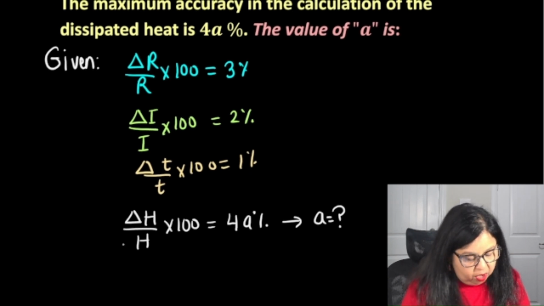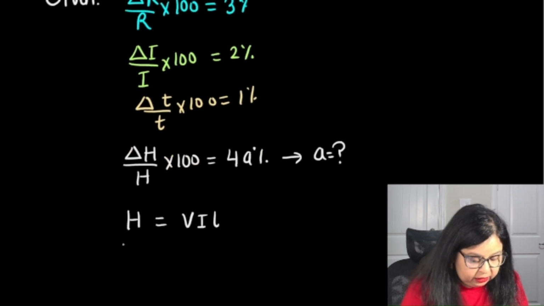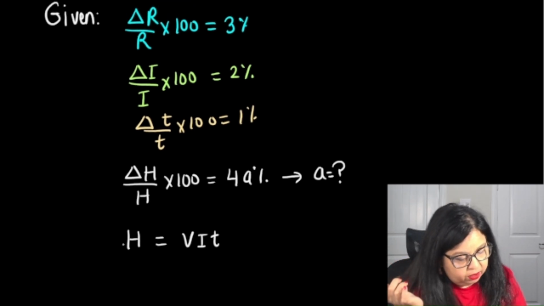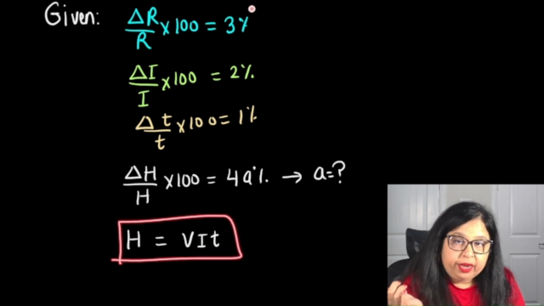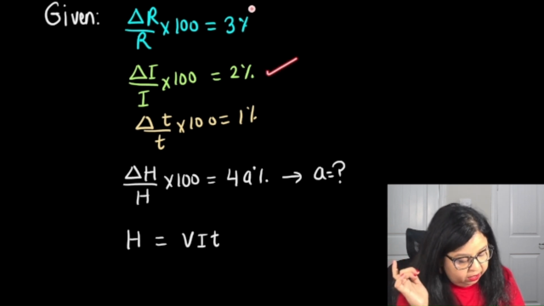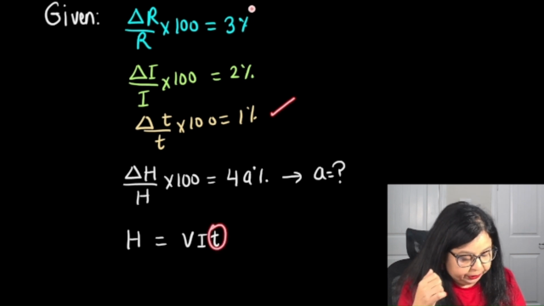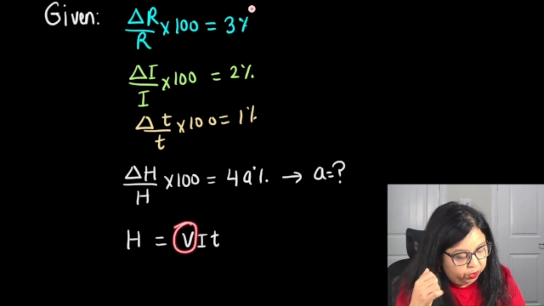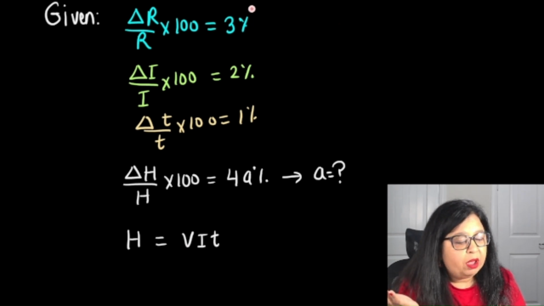Now, just in the previous problem, we saw that H was equal to VIT. However, in this problem, we do not have V. So you see that we have R, which is not in the equation for H. We have I, that is in the equation for H, so that is good. T is in the equation. The left-hand side is equal to 4A. But this V over here, we're not given any information about it. But are we really not given any information about it?